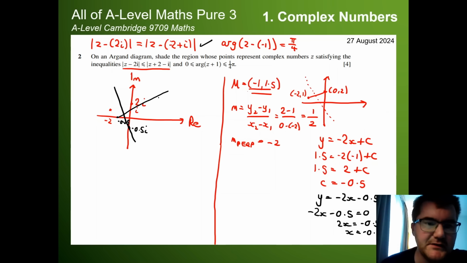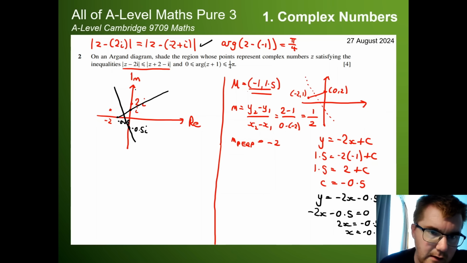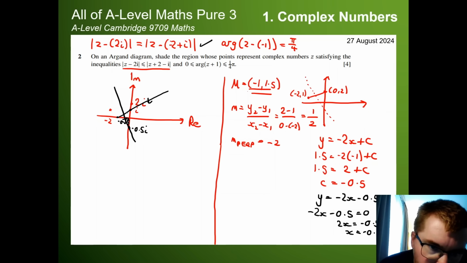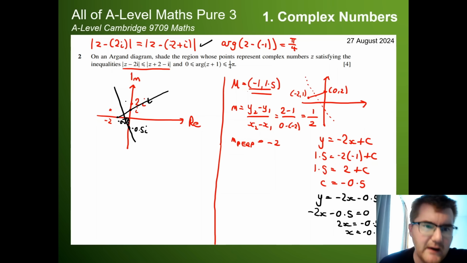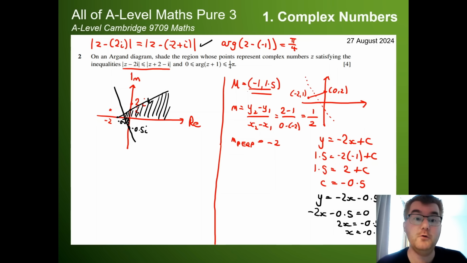The last part that we need to do essentially, and we go through it here by the way, is work out which part we want to shade in. So you want modulus of z minus 2i less than modulus of z plus 2 minus i. So essentially we are going to go in this direction from the perpendicular bisector here. And then we've got this being less than pi over 4, so we want downwards from here. This is like the inequalities you do at iGCSE, so we're going to shade in this part here to give us all 4 marks for this question.